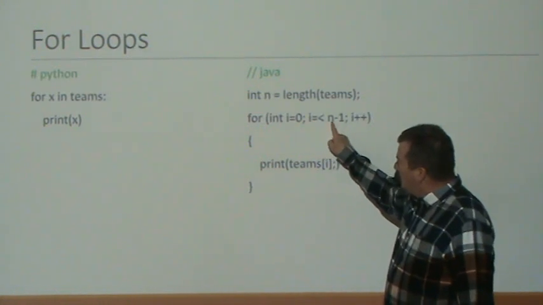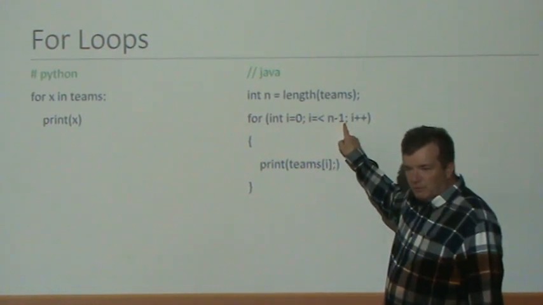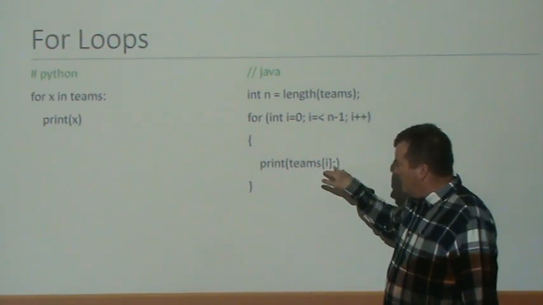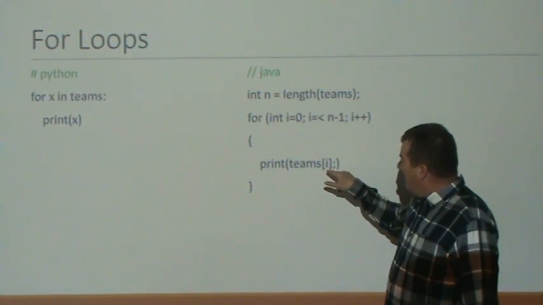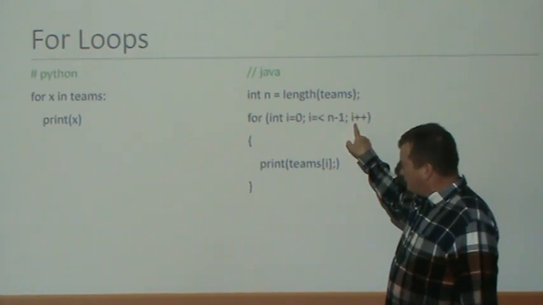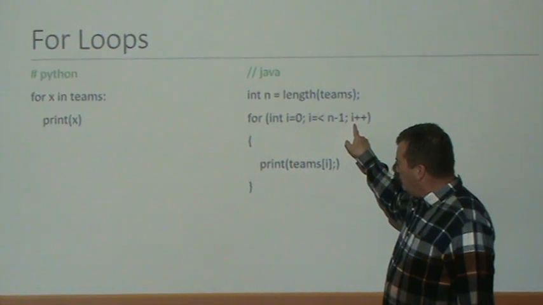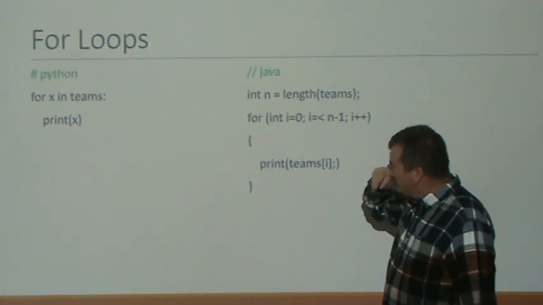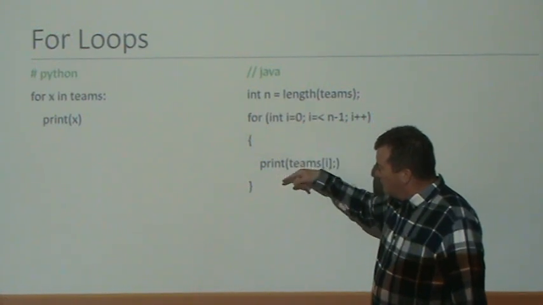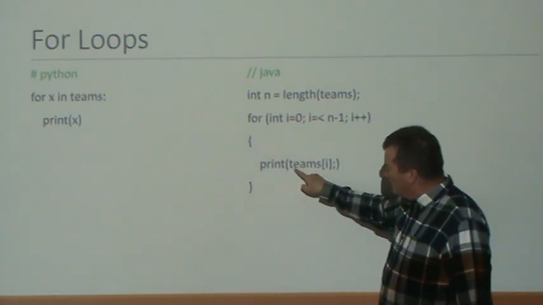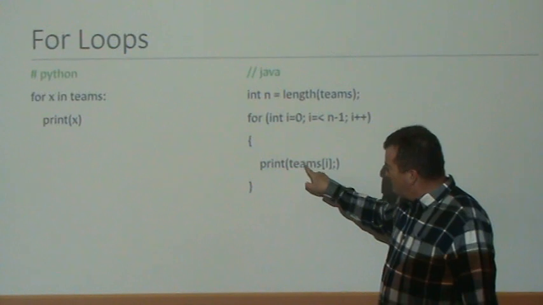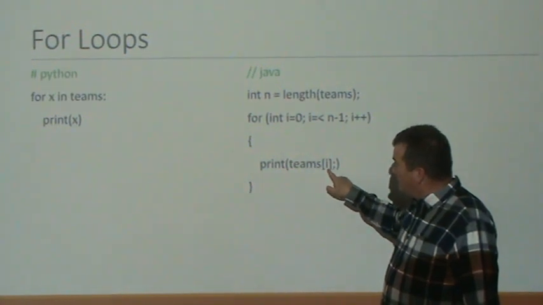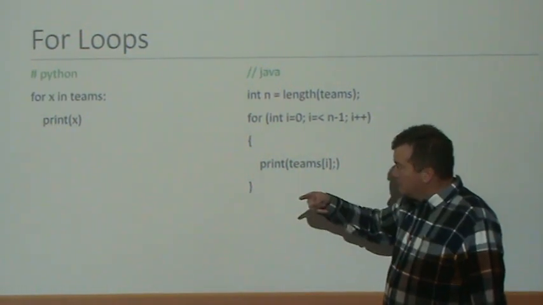So as long as this Boolean expression is true, we're going to do whatever happens here. And then we're going to do i equals i plus 1. Then what are we going to do every time we go through this loop? We're going to print teams i. So we're going to go into the array of teams and print each of the teams.